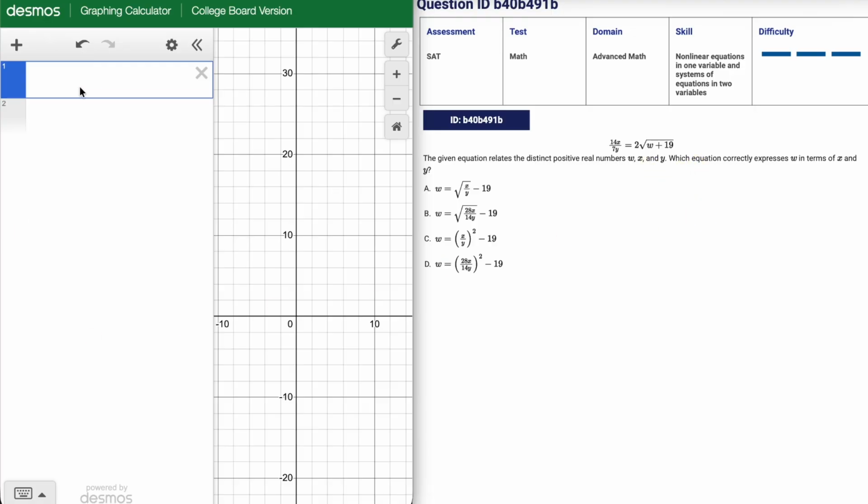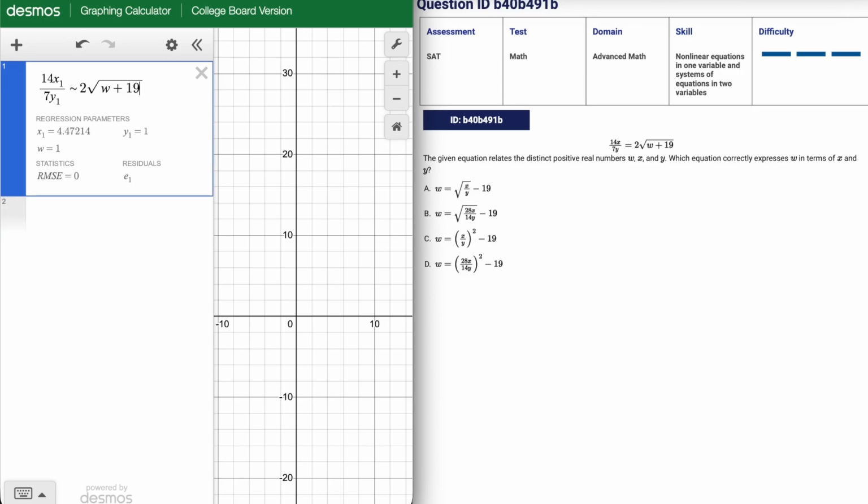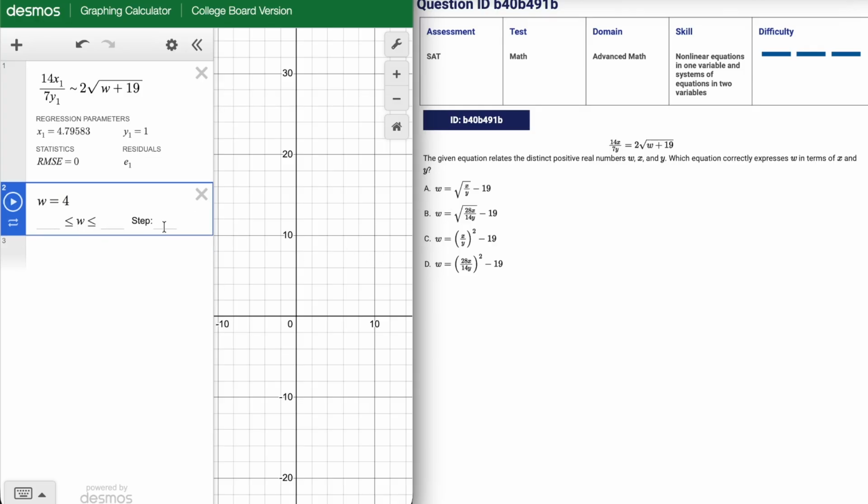So what I would do here is type this right here into Desmos, 14x, and always put the 1 after the variable when you're doing regression with Desmos. So 7y1, and then the tilde equals square root of w plus 19. You don't put the 1 behind the w because that is just a variable there, and it does not use it for graphing. Then for w, I said w equal to 4. Now whichever one of these equals 4 is the correct answer.